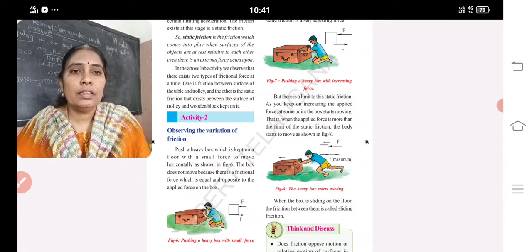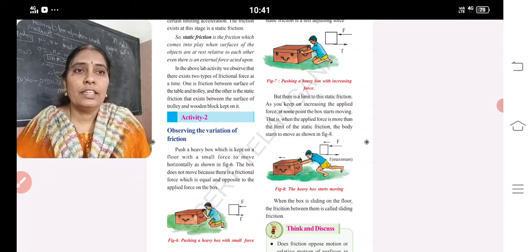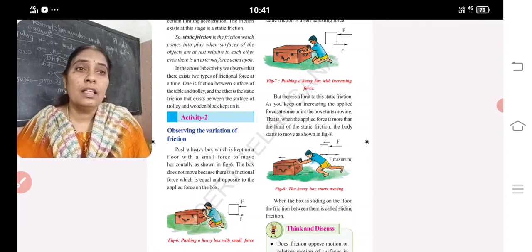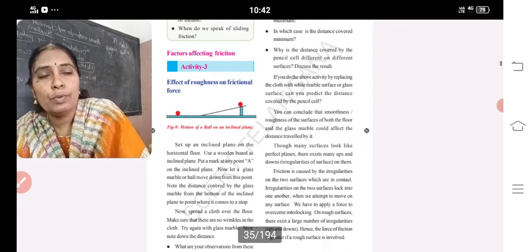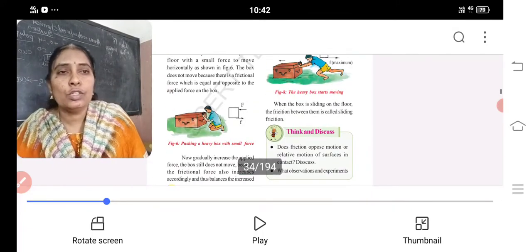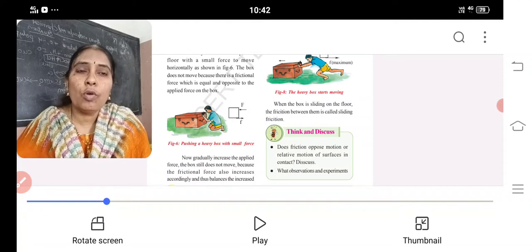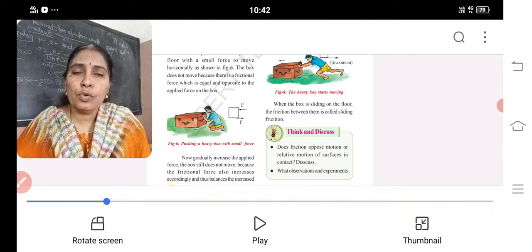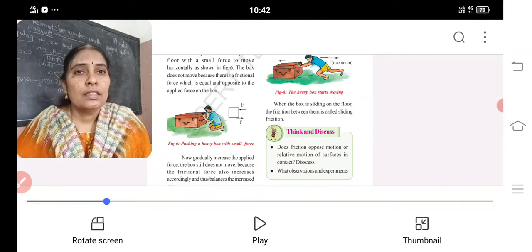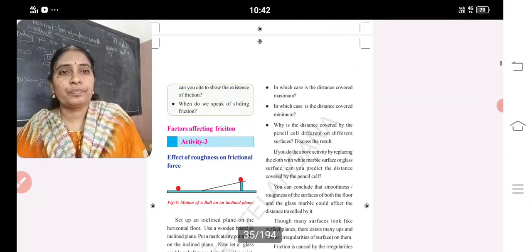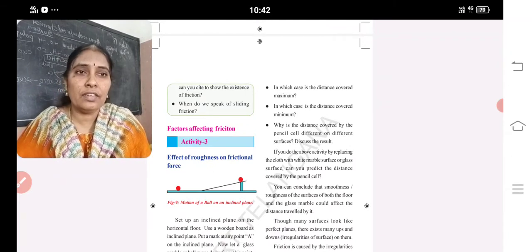Next, observing the variations of friction. Here you can see in figure 6 a boy is pushing the box, in figure 7 he pushes with a greater force, and in figure 8 a complete force is applied to move the object. At that position what you observe is the box is moving aside. From this we can say that when a force is applied, the opposite force on that object is said to be a resistance force.